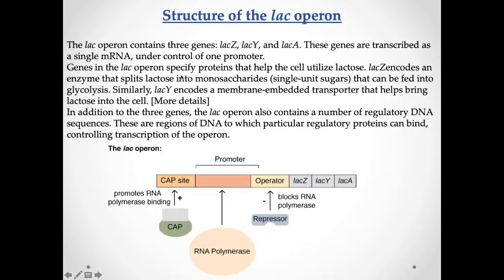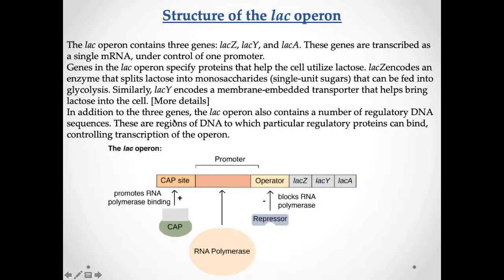Genes in the LAC operon specify proteins that help the cell utilize lactose. LAC Z encodes an enzyme that splits lactose into monosaccharides that can be fed into glycolysis. Similarly, LAC Y encodes a membrane-embedded transporter that helps bring lactose into the cell.